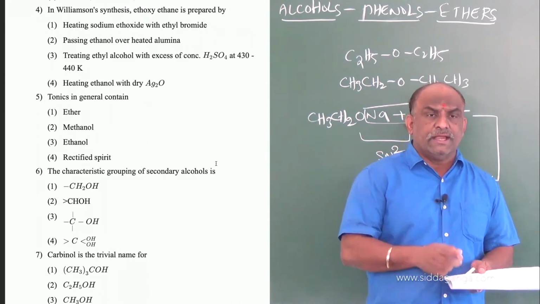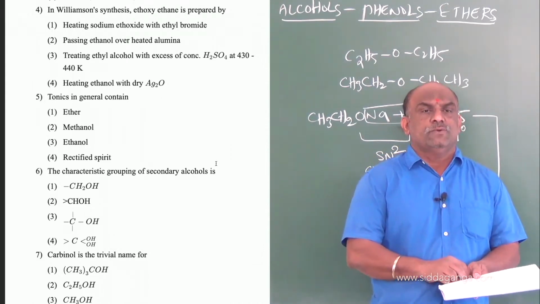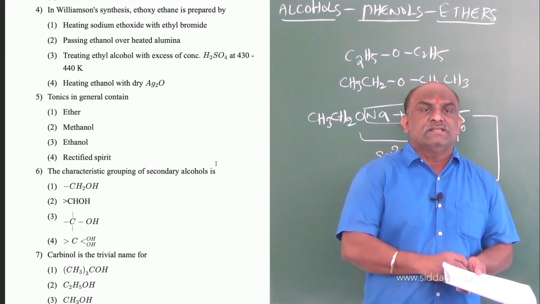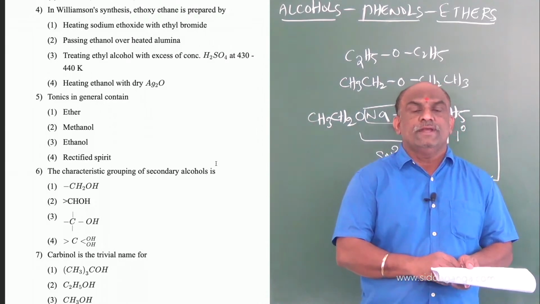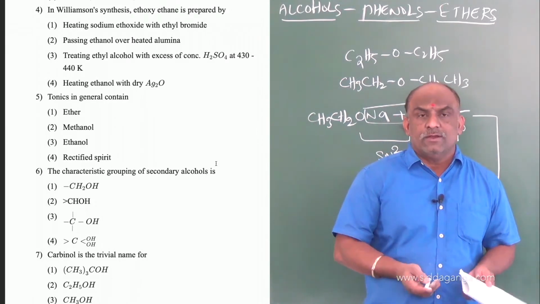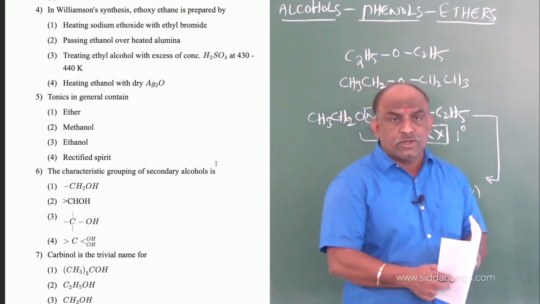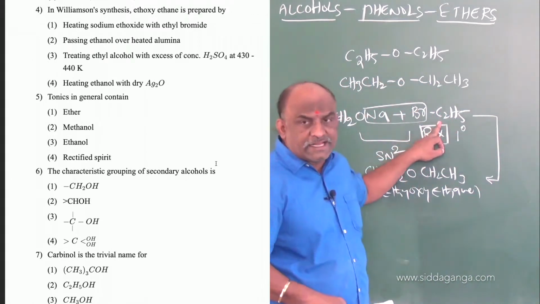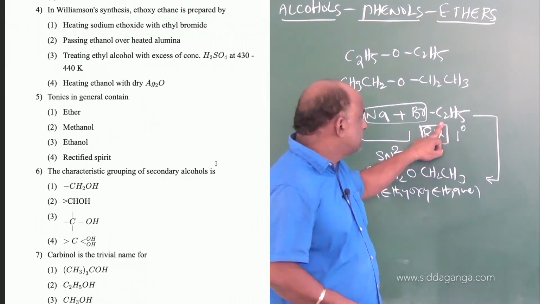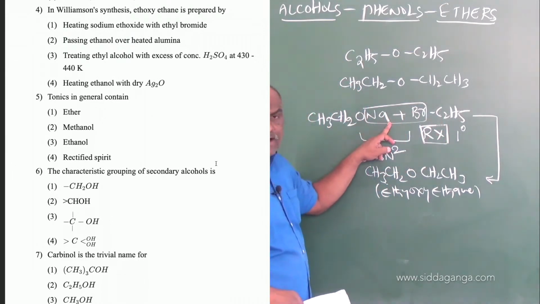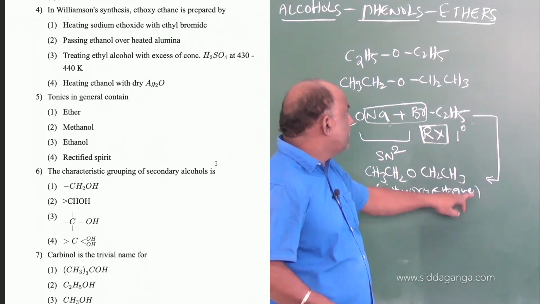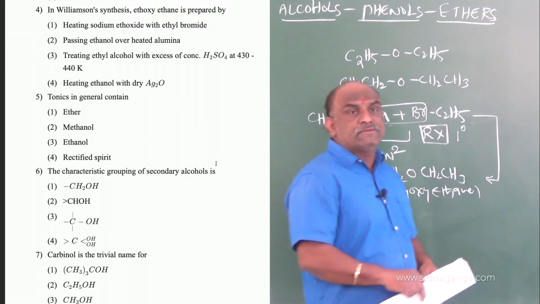While going to the second, third, fourth options, the second option given is passing ethanol over heated alumina. Ethanol over heated alumina is not suitable for Williamson synthesis. For Williamson synthesis, we require RX plus RONa. RX plus RONa only leads to the formation of ether.